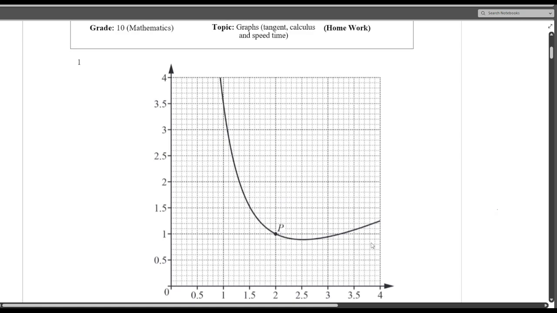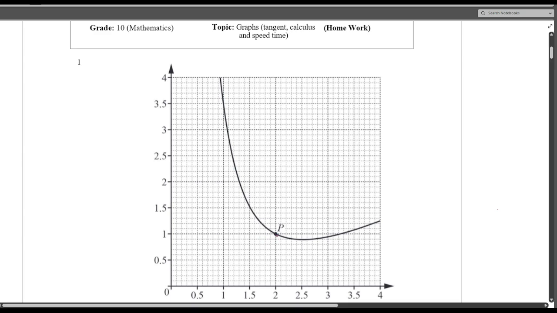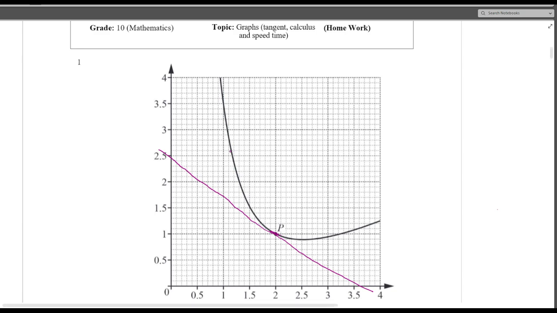Okay. Now here I am going to draw a freehand line, but as you will use your ruler, you will get a perfect straight line. Okay, so at point P I have to draw a tangent. So my tangent, as it should touch at one point only, it might go something like this. Perfect. Now I have to take 2 points on this line to find the gradient.